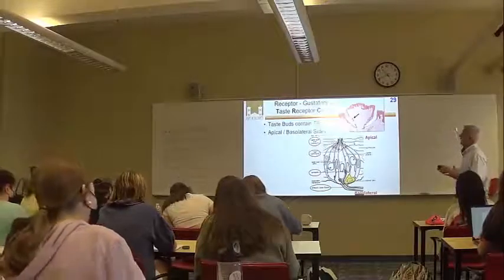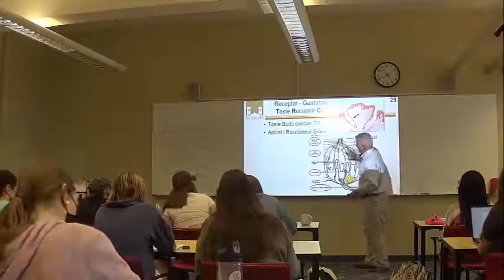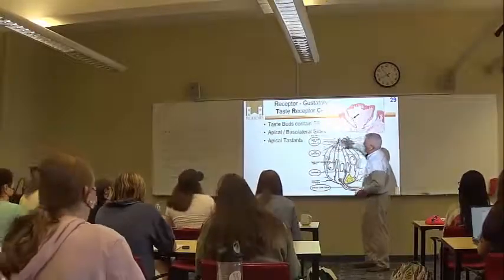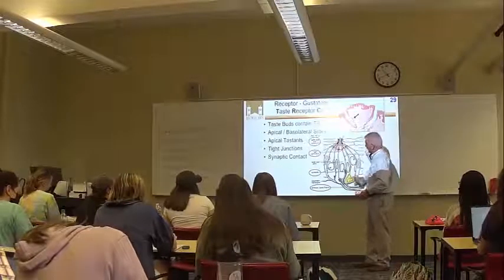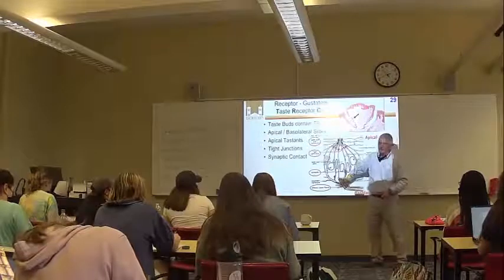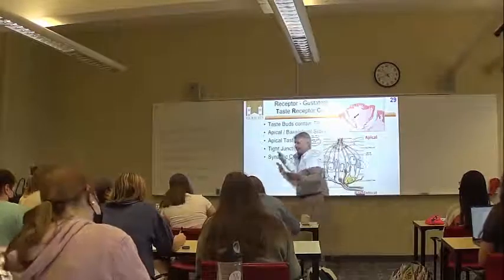All right, so taste buds in your tongue contain these onion-like collections of cells that have an apical side where taste interacts with transduction mechanisms, and a basolateral side where they send action potentials up to the brain. That's all you need to know about that.